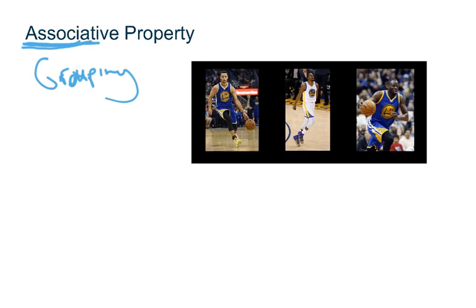All right, so the idea with the associative property is that you look at these 3 basketball players. It doesn't matter how you're going to group them.